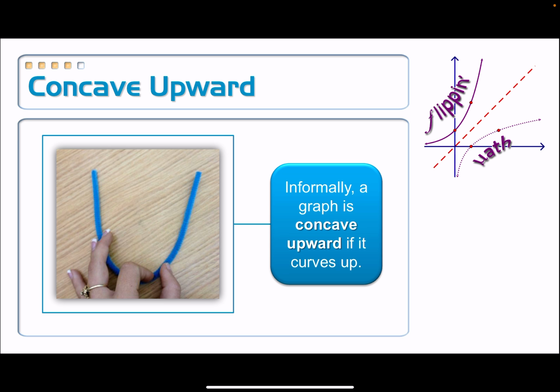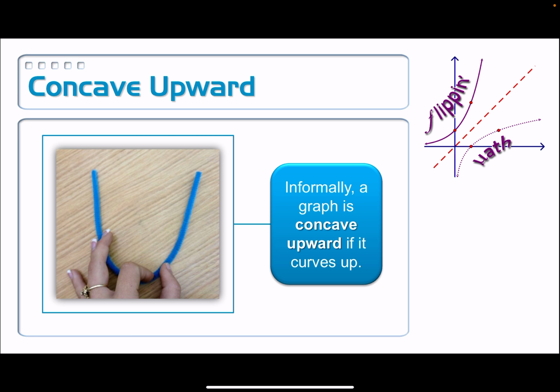Now, this is not a formal definition. The formal definition is going to be based on derivatives, the first derivative and the second derivative, specifically the first derivative, as we will see. But for right now, just to be able to do a visual inspection, we can point out that, hey, this graph looks like it's concave upwards.